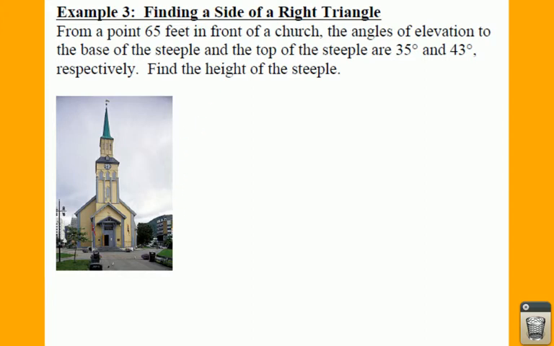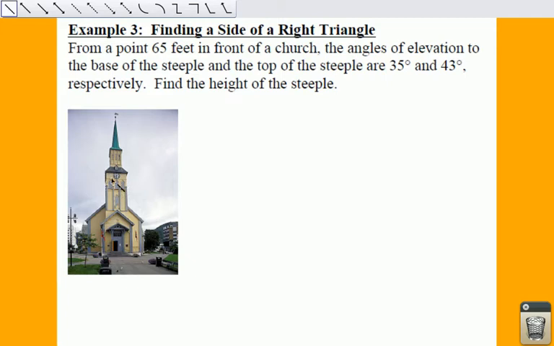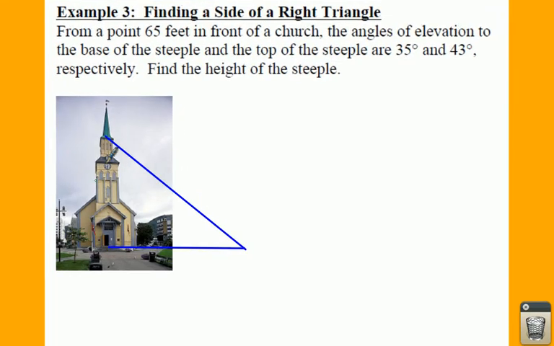We're going to have to draw a line from the bottom of the steeple, so we're going to include this as our steeple, and that's going to go down here. And then we're going to need to connect a line from the bottom of the church out to here. So this is going to be our right triangle. If this goes to the bottom of the steeple, then that means that this is 35 degrees right here.